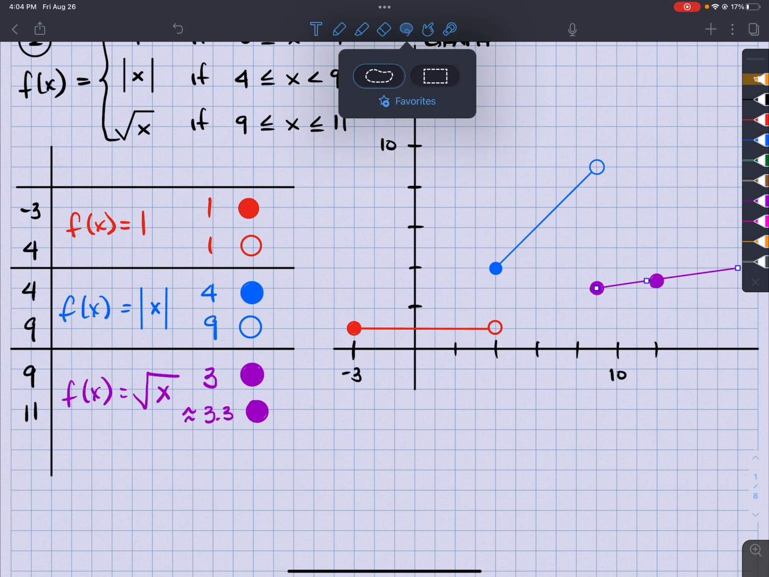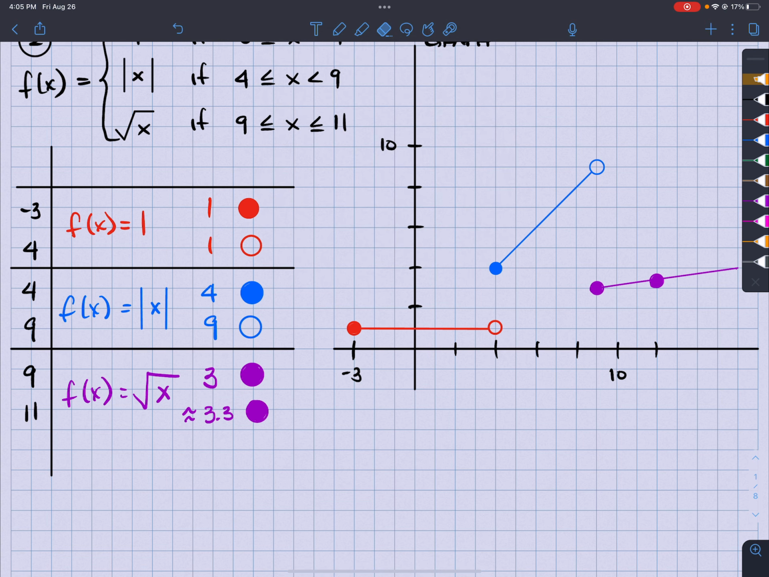Okay, so let me go ahead and truncate that. I can just get rid of that, and there we go. All right, so that would be my graph right there. So when I look at the choices, that certainly looks like choice D.